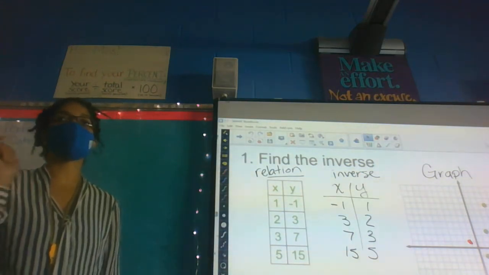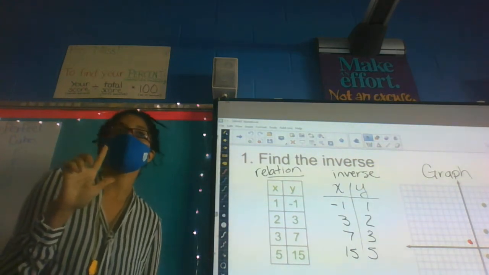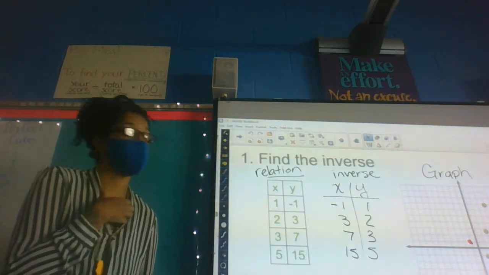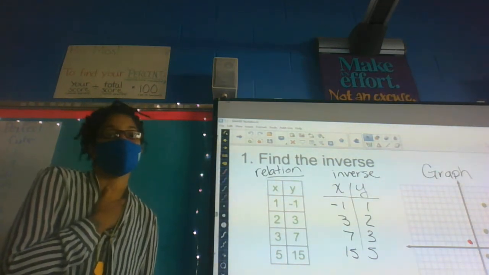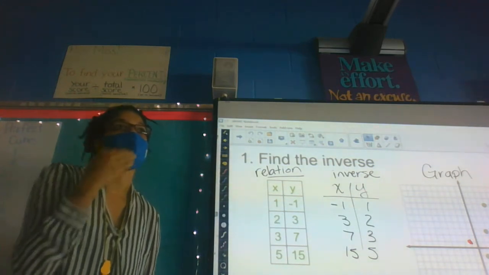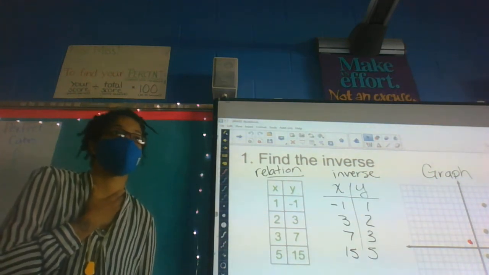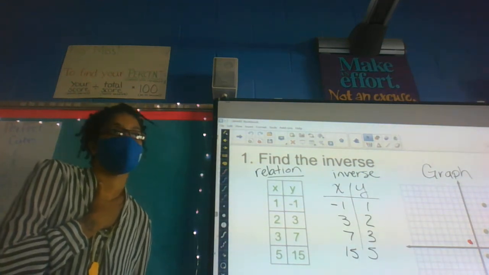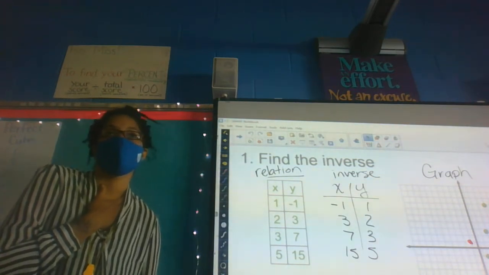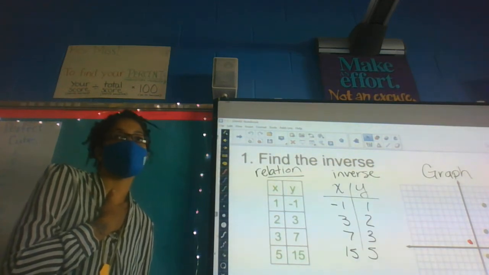Questions on what an inverse is and how you find an inverse? Yep, that's all. I find a lot with inverses, people want to do a lot more steps, right? You get to the point where you're like, is that it? That's it. You're just switching the values. Any other questions?